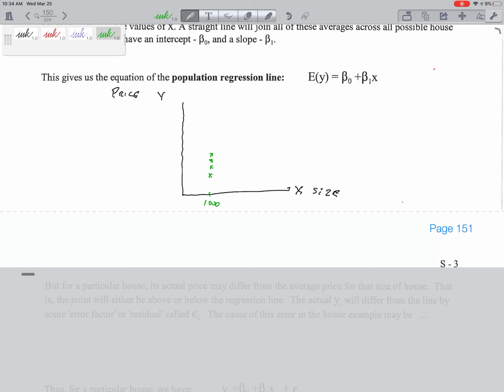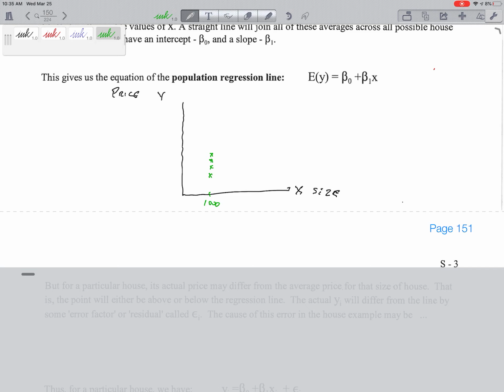Now, the question is, why do they differ in price? Why are some 1,000 square foot houses more costly or priced higher than others? Well, it's because of other factors that we don't include in the model. So, for instance, the age of the house, where it's located, the number of bedrooms, the number of bathrooms, number of garage stalls, how close they are to schools or supermarkets and things like that.